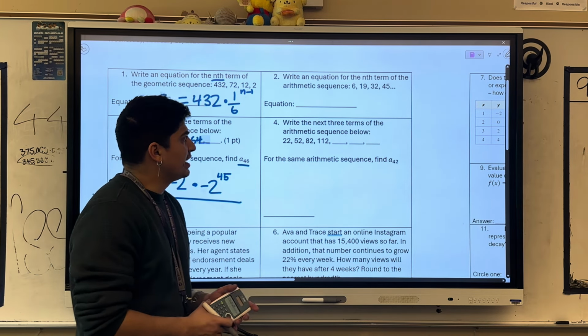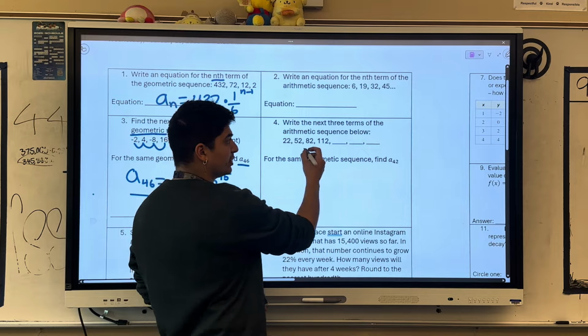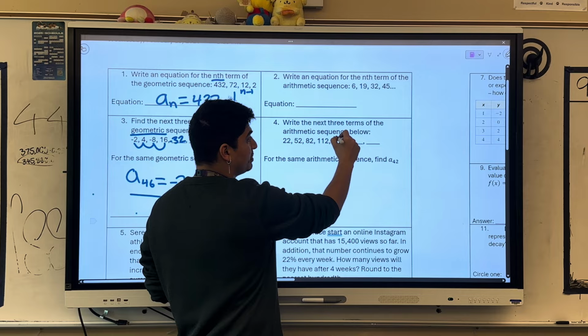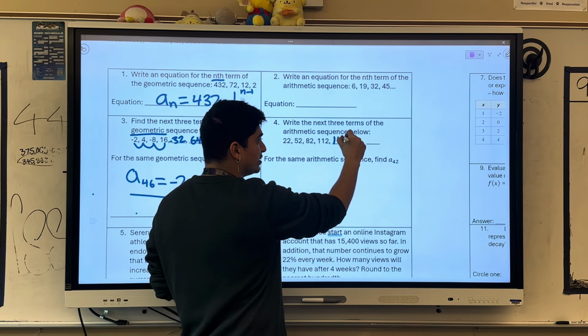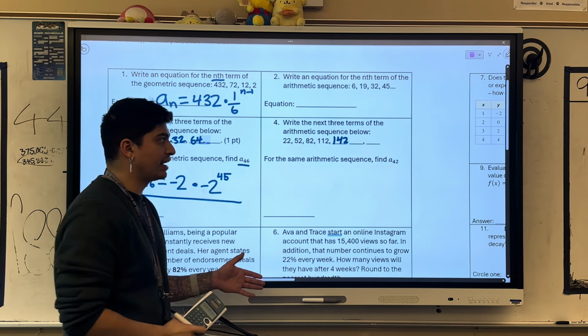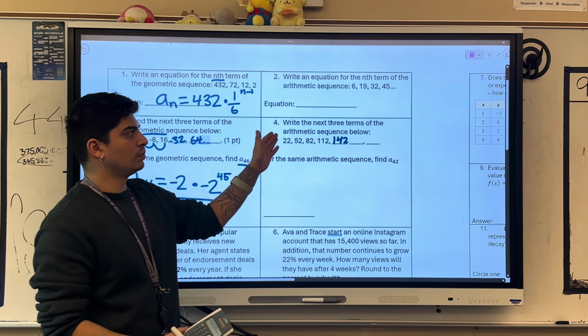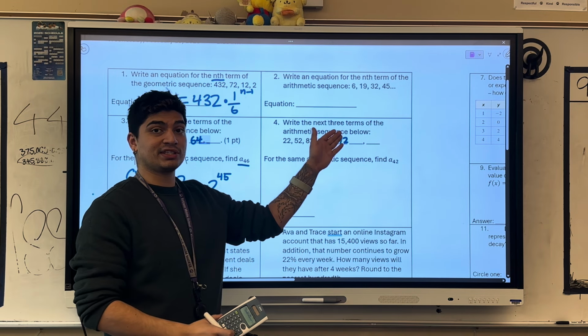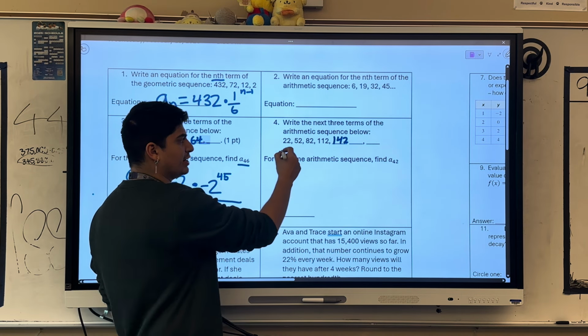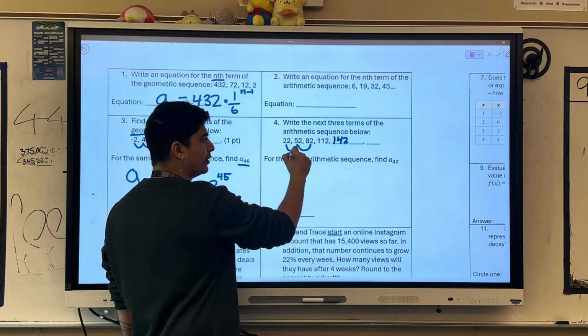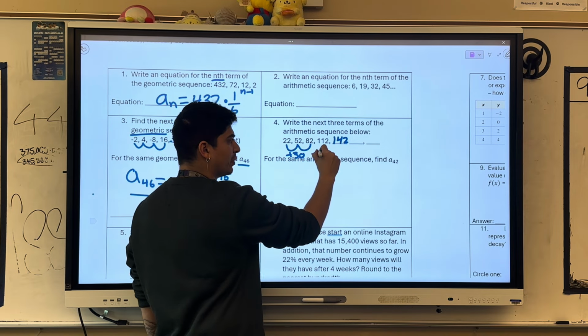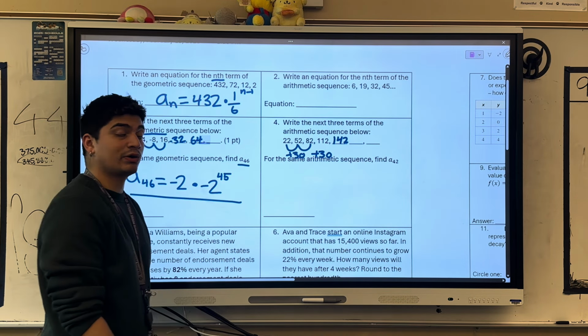For the arithmetic sequences, it's very similar. What we're seeing here is what is being added every single time, because what distinguishes arithmetic from geometric is what's multiplying each time versus what's being added. Arithmetic is what's being added every single time. On this one, I noticed that I'm adding 30 each time, and that's going to be important because it's a part of our equation.